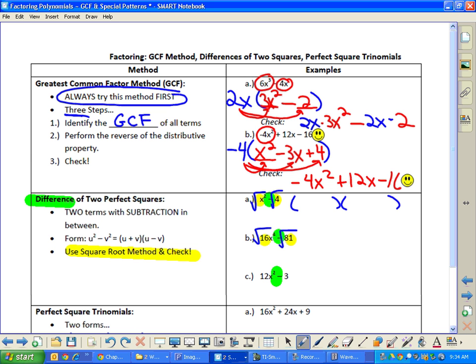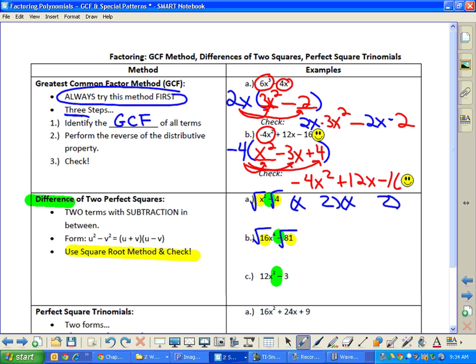Square rooting x squared, I ask myself, well, what multiplies to give me x squared, JT? Yeah, so that's going to be my firsts. The square root of x squared is x. So if I started to FOIL this, do you see what you get? X times x is x squared. You get that first term. Okay, now I have to square root 4. Square root of 4 is 2. So that's going to be your lasts, because 2 times 2 would get me back to the 4.